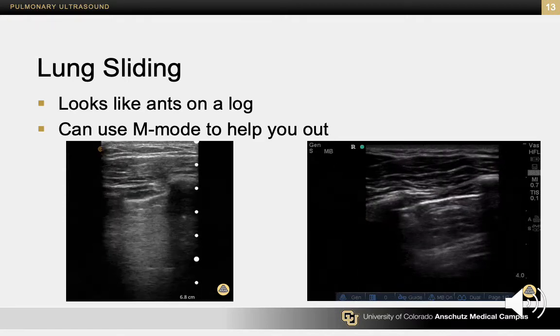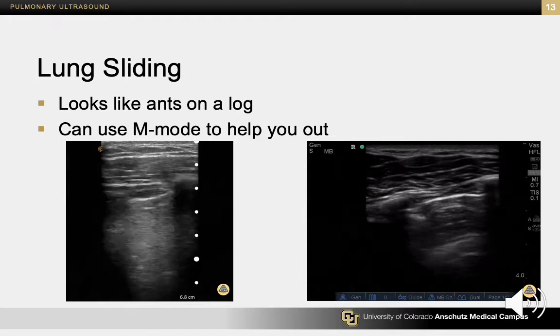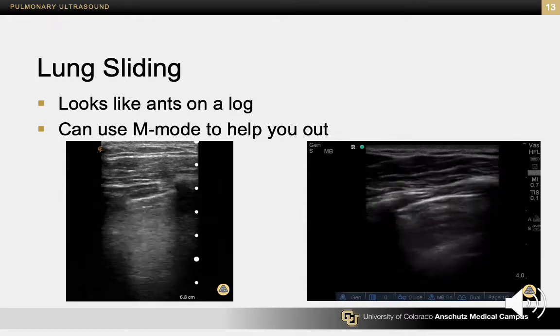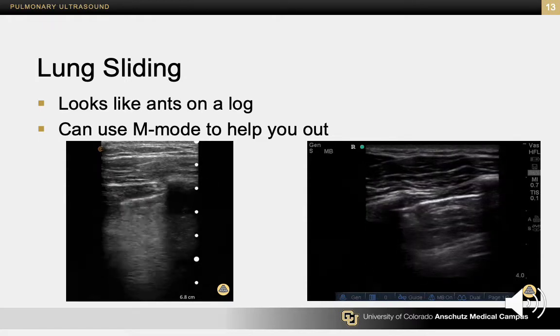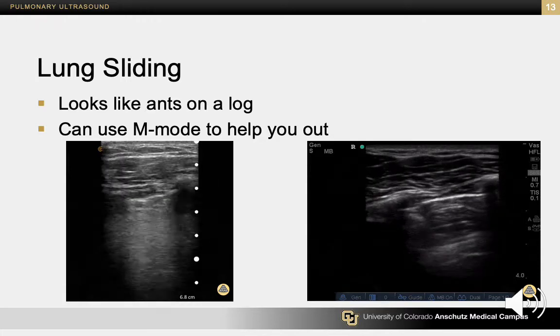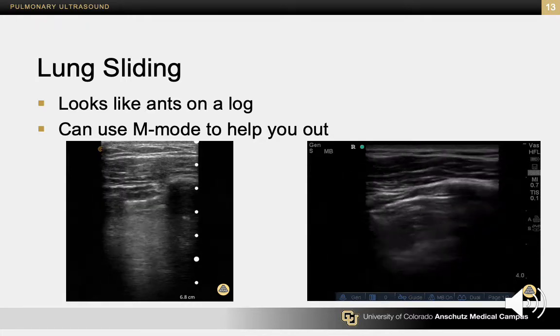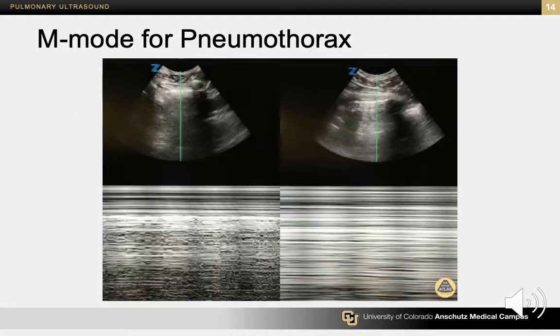In some patients, depending on body habitus and some other factors, it can be a little bit hard to see if there is lung sliding or not. And so what you can do is use M mode. So these are a couple of examples of using M mode to look for pneumothorax. Again, we've got skin up here, visceral parietal pleural interface along here.